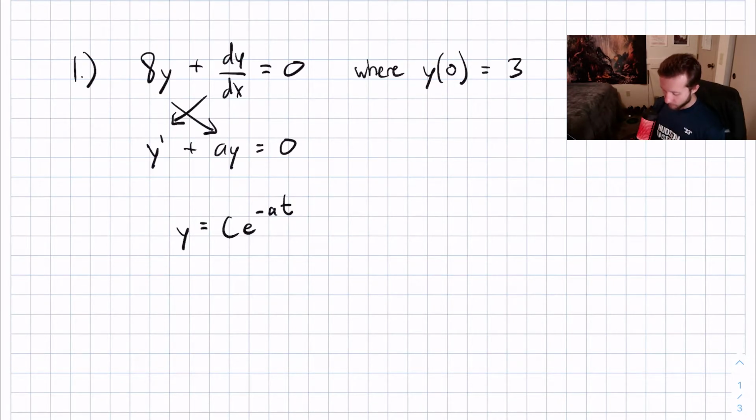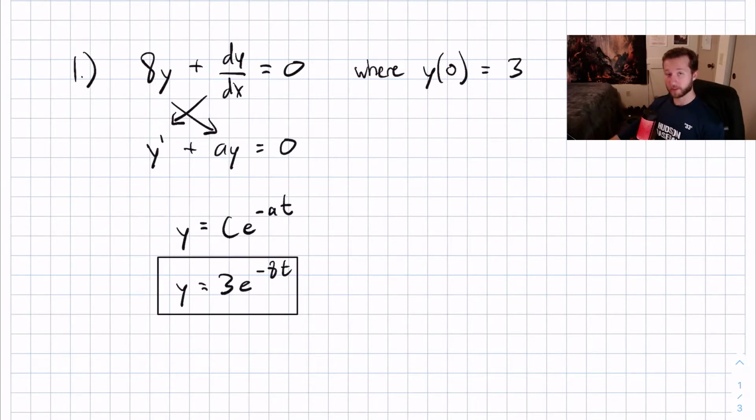So for this question, you can see that a is 8. And the c in this equation is the initial condition that you're given, which is this. So this is a very simple one, where your initial condition is 3, so the answer is 3 e to the negative 8 t. And boom, that's the first question.